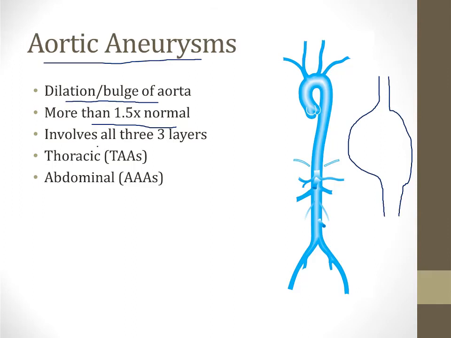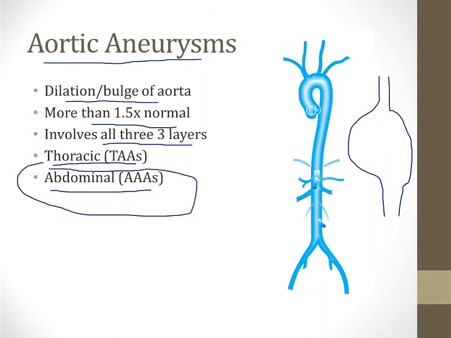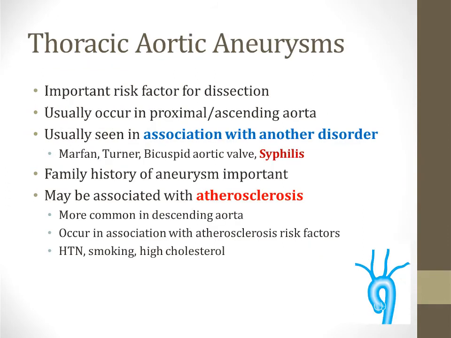Aortic aneurysms are true aneurysms. They involve all three layers, the media, the adventitia, and the intima, and they can be subdivided into those that occur in the thoracic region, the thoracic aortic aneurysms, and those that occur in the abdomen, the abdominal aortic aneurysms. And of the two, AAAs are far more common than thoracic aneurysms. So first let's talk about thoracic aneurysms. These are an important risk factor for dissection. Patients with thoracic aneurysms are at greater risk for developing a dissection. They usually occur in the proximal or ascending aorta.